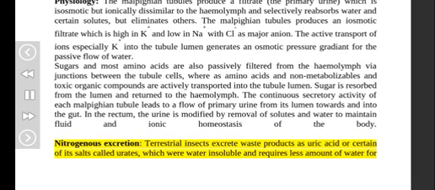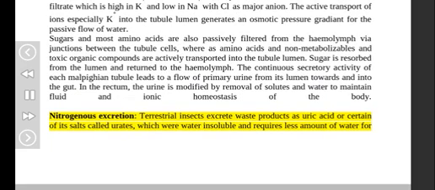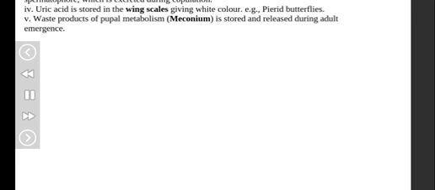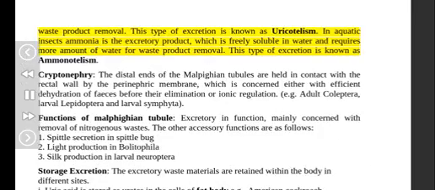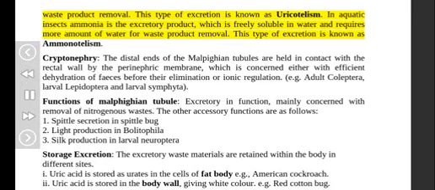Nitrogenous excretion. Terrestrial insects excrete waste products as uric acid or certain of its salts called urates, which are water insoluble and require a smaller amount of water for waste product removal. This type of excretion is known as uricotelism. In aquatic insects, ammonia is the excretory product, which is freely soluble in water and requires more water for waste product removal. This type of excretion is known as ammonotelism.